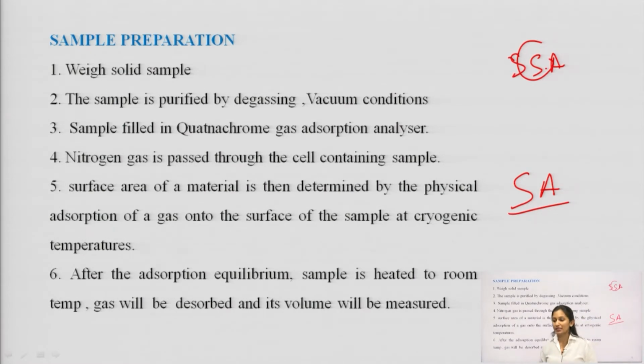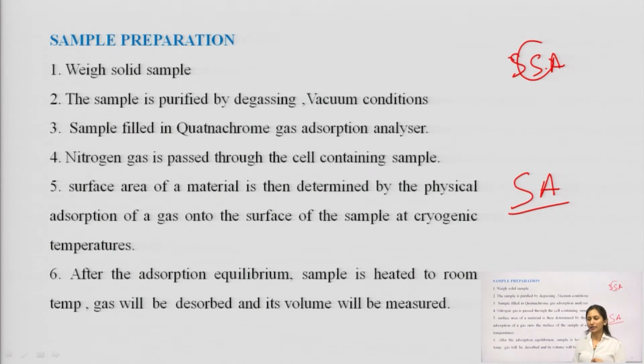Second, the sample is purified by degassing or vacuum conditions. Third, the sample is filled in a Quantachrome, the apparatus which is used for surface area determination by BET theory. That apparatus is known as the Quantachrome. So, the sample is filled in a Quantachrome gas adsorption analyzer. Nitrogen gas is passed through the cell containing the sample.